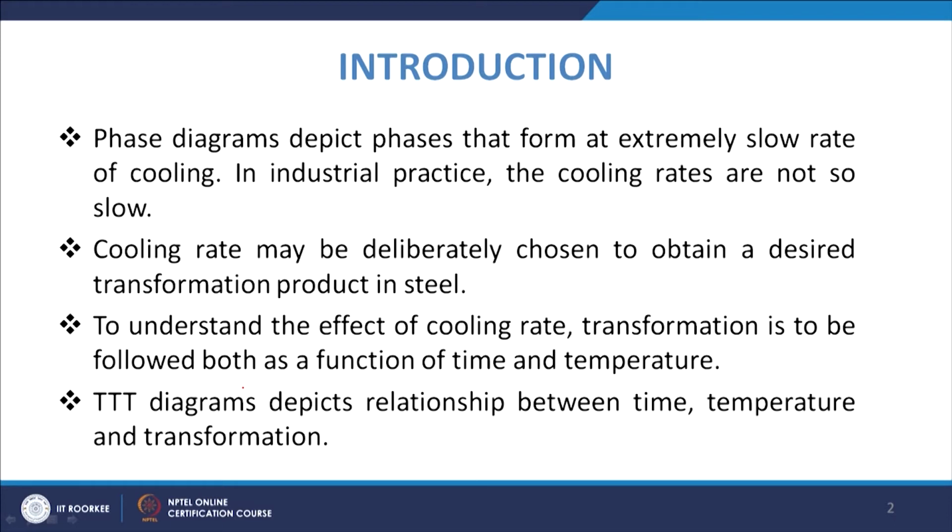In this case, you will have time on the x axis and temperature on the y axis, and we will discuss how the transformation proceeds. How can we understand it? What we do is heat the steel specimen to the austenitic range, and then quench it into a molten bath that is maintained at different temperatures in the pearlitic region.